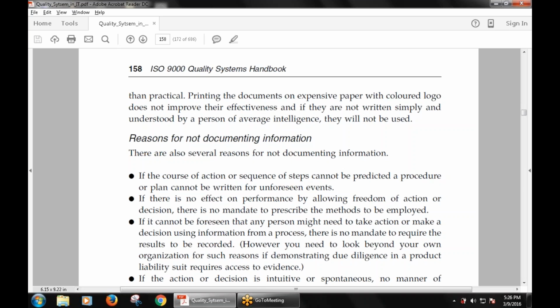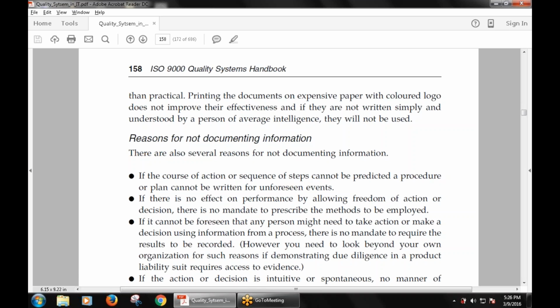If the course of action or the sequence of steps cannot be predicted, a procedure or plan cannot be written for unforeseen events. And if there is no effect on performance by allowing freedom of action or decisions, there is no need to prescribe the method to be employed. That is also one of the reasons for not documenting the information.